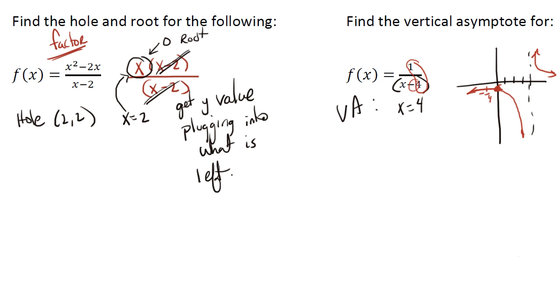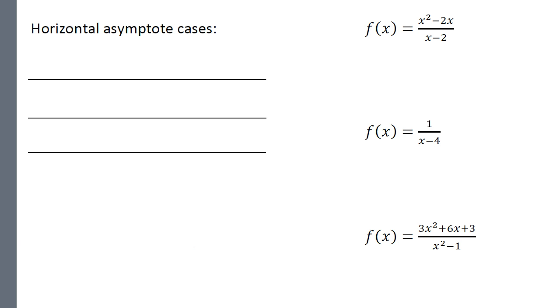All right, so once again, holes cancel out, vertical asymptotes are in the denominator. The roots are in the numerator. Y-intercept is the ratio of the back numbers. Let's try another one. All right, horizontal asymptote. 3 cases. All right, 3 things I've got to worry about. Let's look at the first one there. Ready? If the numerator has a higher degree, there's no horizontal asymptote. No horizontal asymptote.